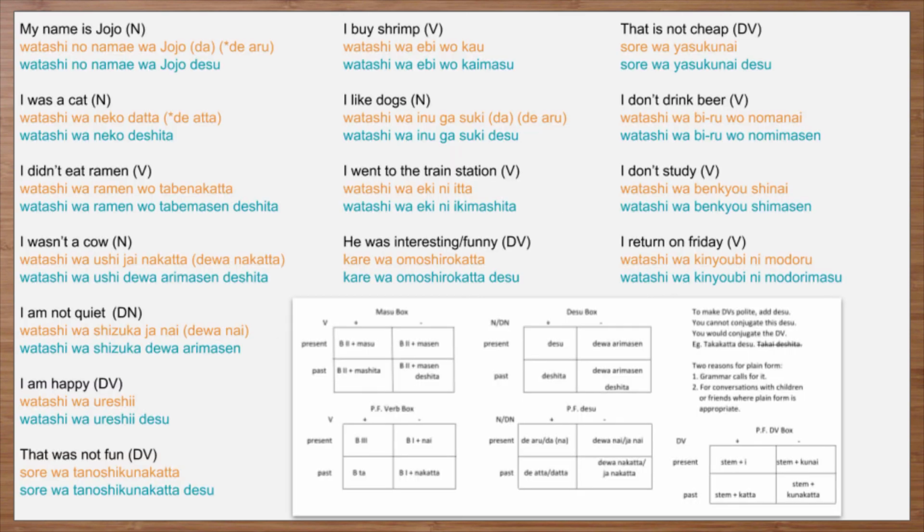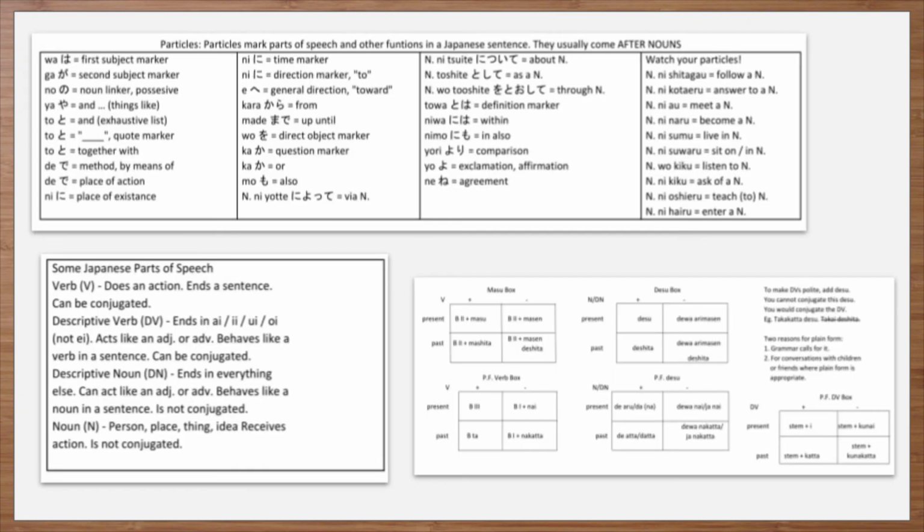Okay, we won't go over this slide in this video because it is just for your practice. The focus of each sentence is indicated with an N, DN, V, or DV, which is for noun, descriptive noun, verb, and descriptive verb. And you have the English, the plain form, and the polite form written out. We went over these 3 sections of the grammar card, and with that, we've completed the entire grammar card.